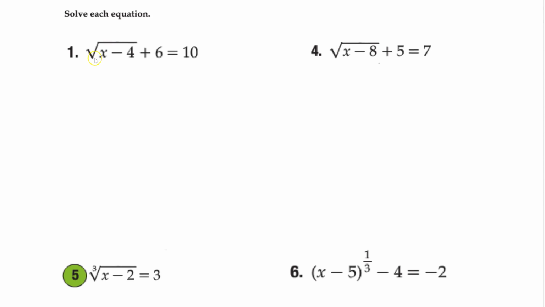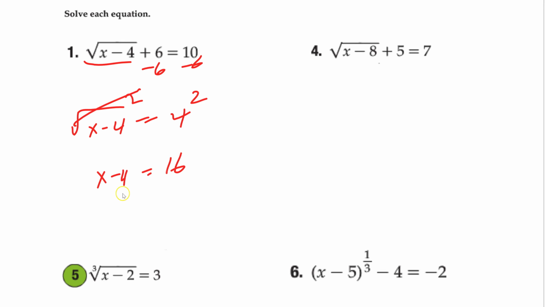Alright, let's try to get the square root by itself. So we're going to subtract 6 from both sides. Square root of x minus 4 equals 4. We're going to get rid of the square root, so we're going to square both sides. X minus 4 equals 16. And then we're going to add 4 to both sides. X equals 20. Again, we just check our work. Plug in 20. You get 20 minus 4 is 16. Square root of 16 is 4. 4 plus 6 is 10. It works.